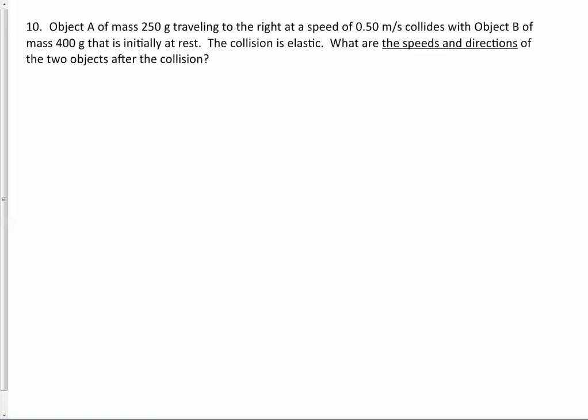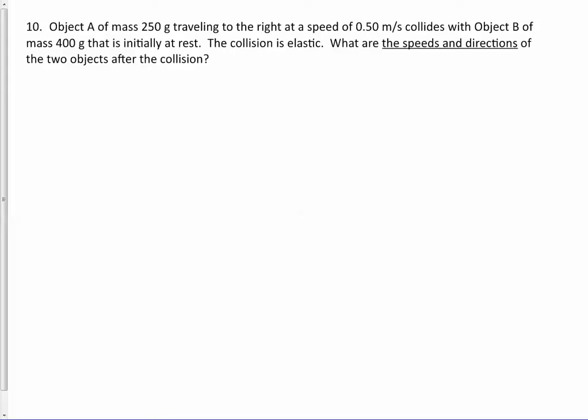Number 10, object A of mass 250 grams traveling to the right at a speed of 0.50 meters per second collides with object B of mass 400 grams that is initially at rest. The collision is elastic. What are the speeds and directions of the two objects after the collision?